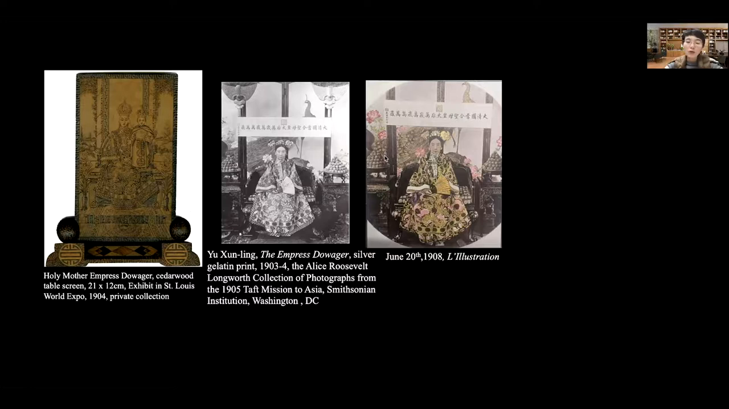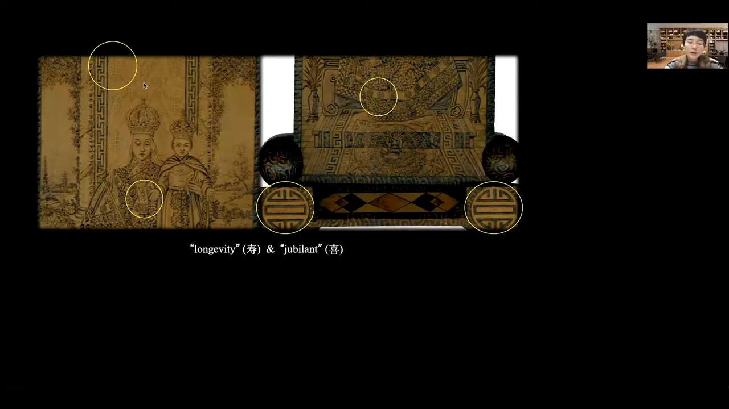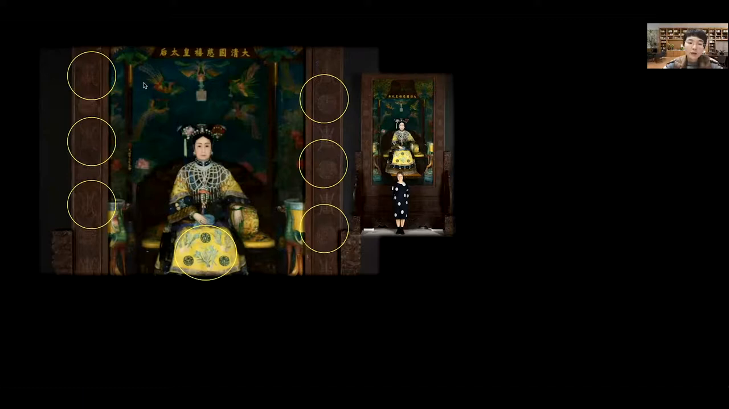This fact is of particular interest if the production of the screen may be traced 10 years back, when Chinese Christians were still persecuted as traitors. This kind of table screen was, of course, impossible. We can see the details are full of the Chinese characters of longevity and jubilance for celebration. And here is also a dragon on the carpet, a typical Chinese imperial symbol. Here are also the longevity and celebrating characters.